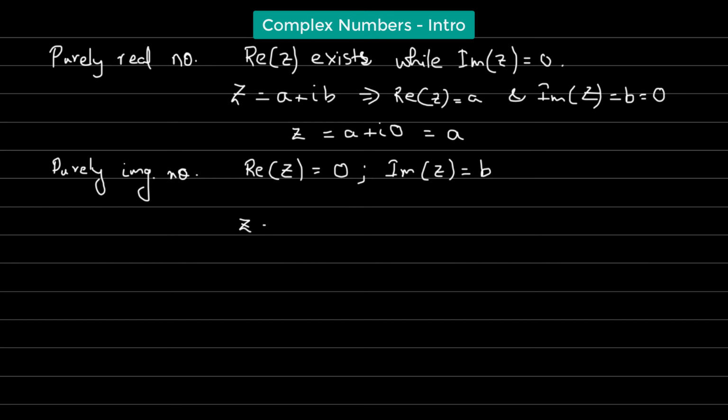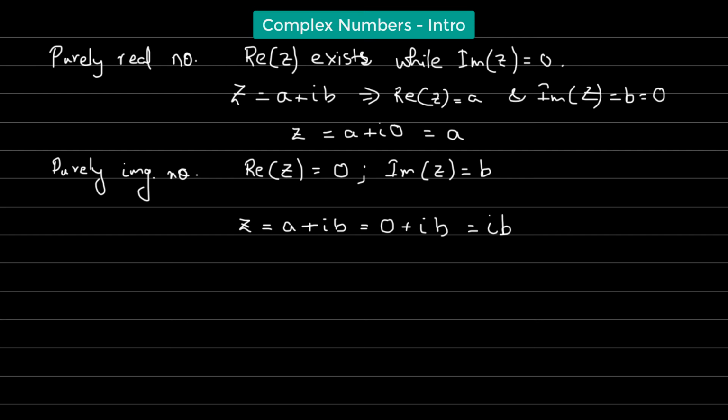So when we have z equals a plus ib, then the real part of z, which is a, is going to be equal to 0. We have 0 plus i times b, which is simply i times b, and this is an imaginary number. So we say that our complex number z is now a purely imaginary number.